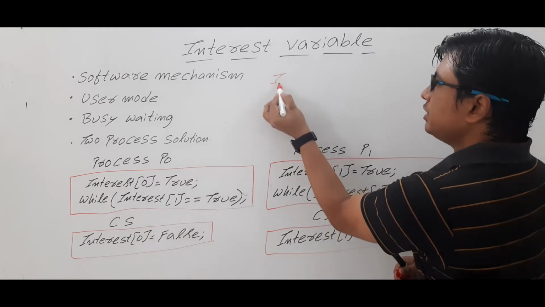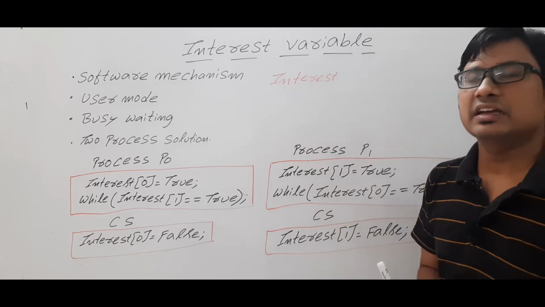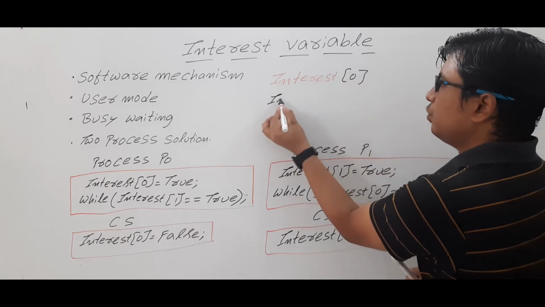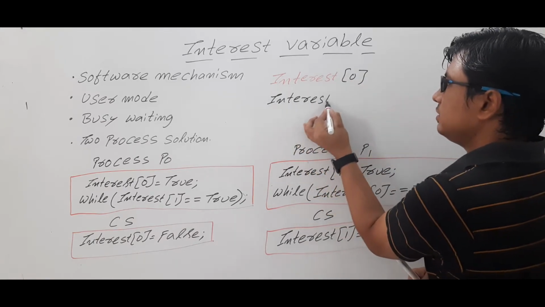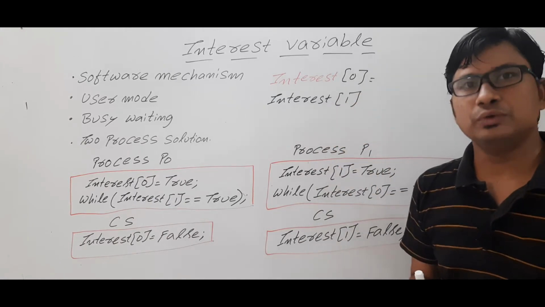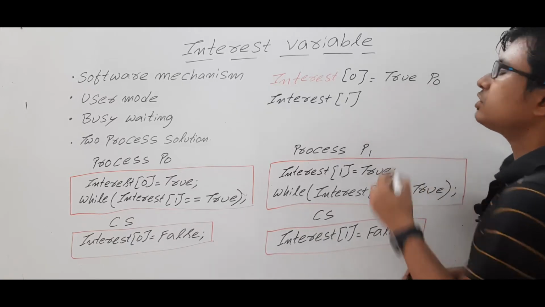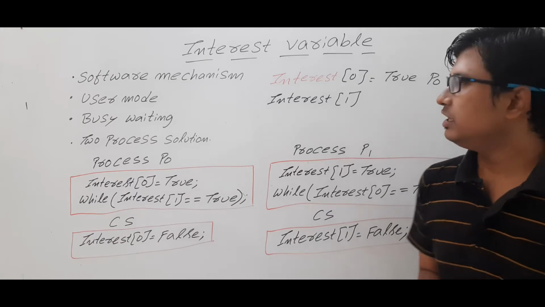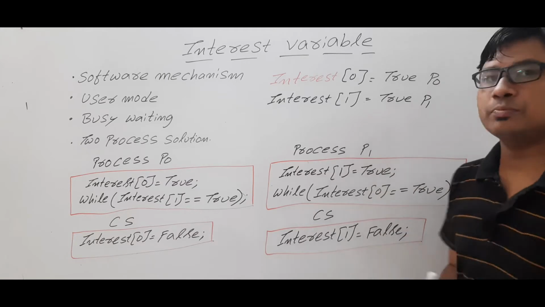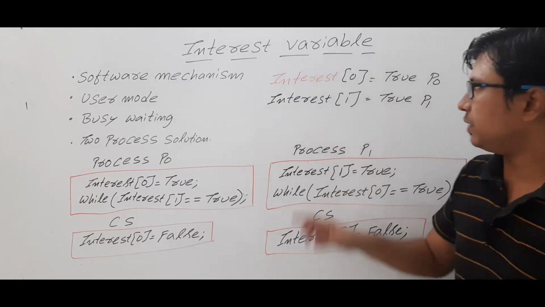Now, we will have a variable called interest, which is a one-dimensional array, consisting of two indices. One is 0 and another one is 1. Is it clear? If interest of 0 is equal to true, then the meaning is that process P0 wants to enter into the critical section. If interest of 1 is equal to true, then the meaning is that process P1 is interested to enter into the critical section. I hope you are able to understand.